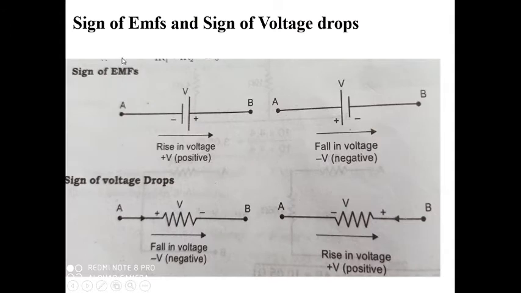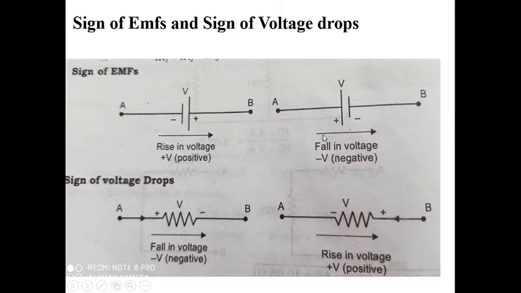Now we can see sign of EMFs and sign of voltage drops. First we will see sign of EMF. For the sign of EMFs, you can see that it will be the rise in voltage. Rise in voltage is given as here negative is there, here positive is there. So when we go from negative to positive, this is given a plus voltage, that is the positive direction.